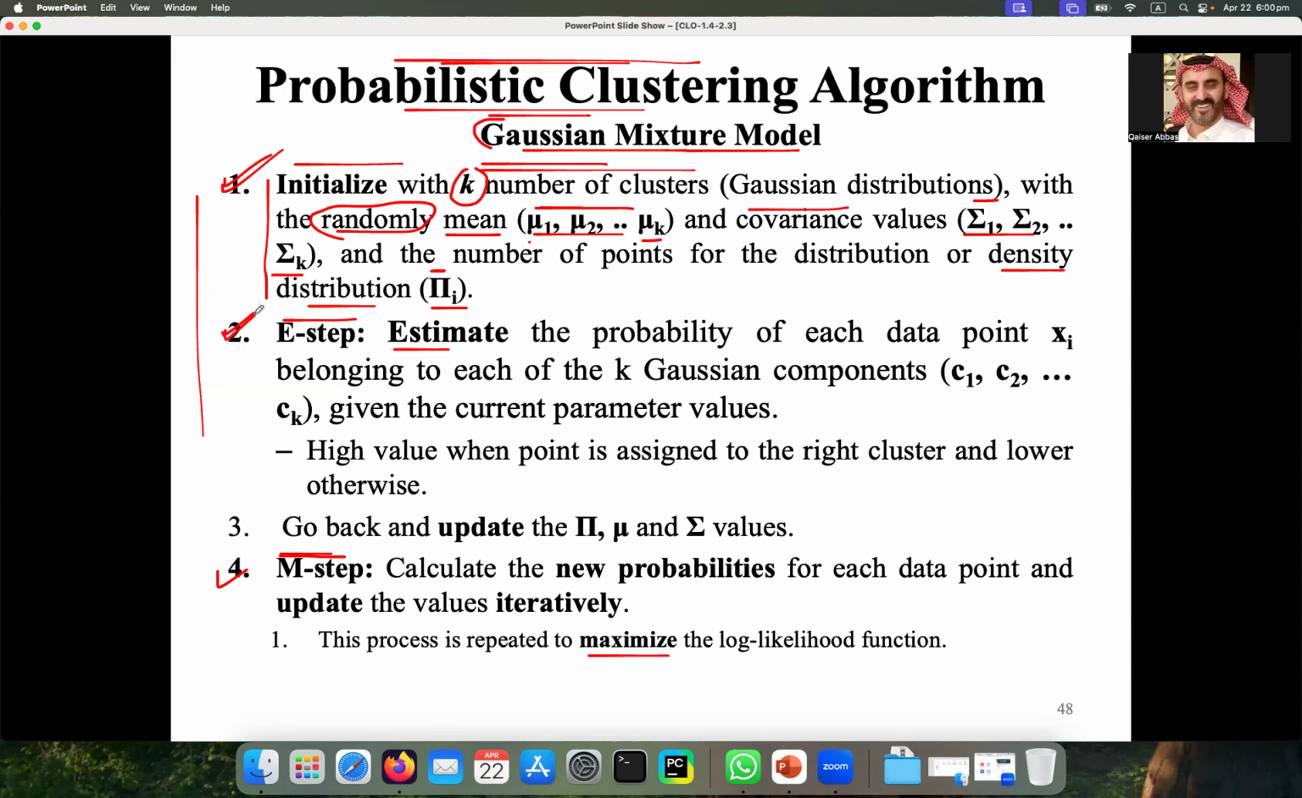Step 2, called the E step, which means estimation step. And here you will calculate what? Here you will calculate the probability of each data point in your data set. And we are going to represent our data points with this variable xi. So each data point, you are going to calculate the probability of each data point in your data set.